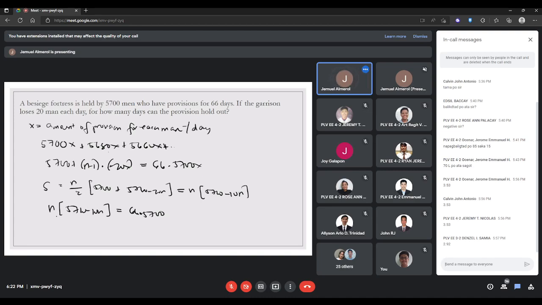Okay, pag dinivide nyo by 10, magiging siyang n times 571 minus n, no? Equal to 66 times 570. Or, if we try to expand this, n squared minus 571n plus 37,640. A quadratic equation na ang kanyang factors are n minus 495, medyo mahirap yan, and n minus 76.